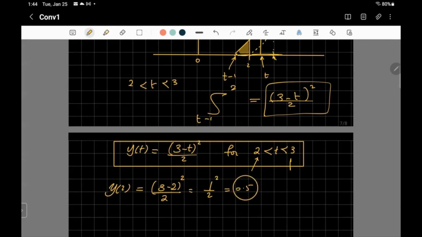Now I have y of 3. I will have 3 minus 3 squared over 2, which is 0. And that's expected because there will be completely no overlap. It will be 0 after that. So what in the end are we going to do? You calculate the output response and sketch it.